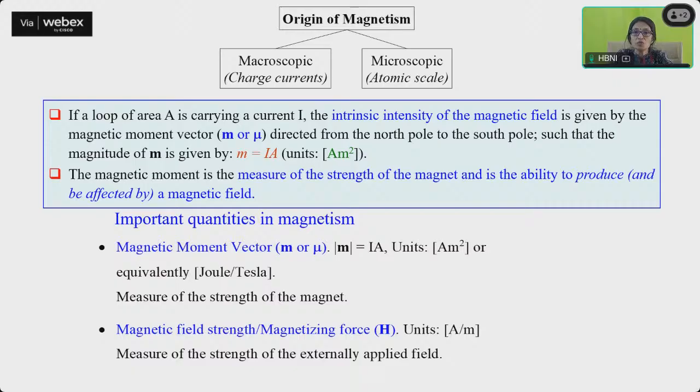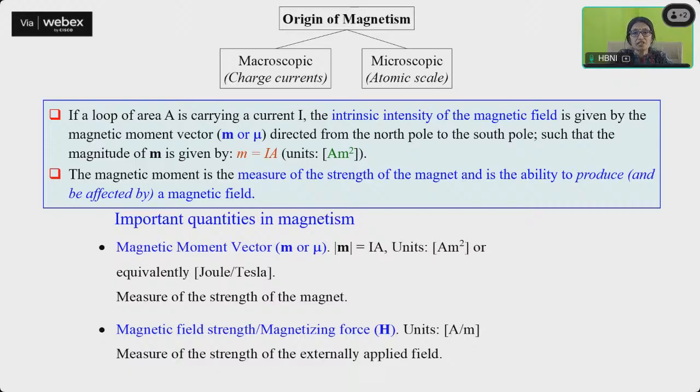And what is the magnetic moment? It is the measure of the strength of the magnet and is the ability to produce and be affected by a magnetic field. So what are the important quantities we'll be talking about when we discuss magnetic materials? These are a few quantities which your memory needs to be refreshed on. We have the magnetic moment vector m, the measure of the strength of the magnet, and the unit is generally ampere meter squared or joule per Tesla.